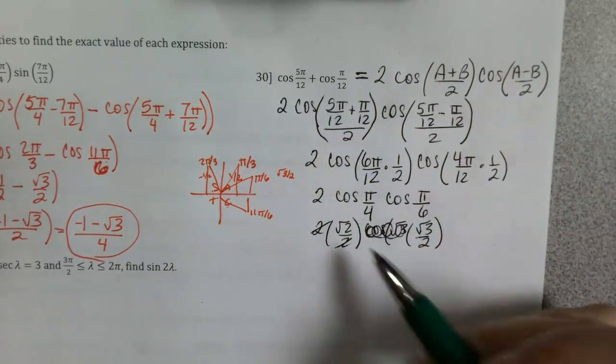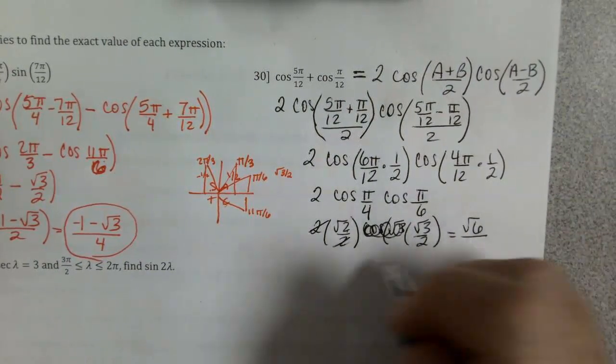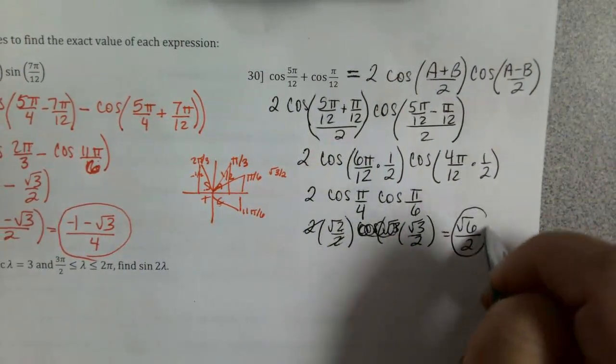And then we're going to multiply. So here these 2's cancel. Root 2 times root 3 is root 6. And then we just have a 2 in the denominator.